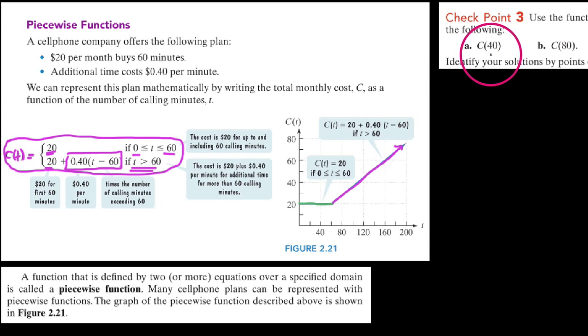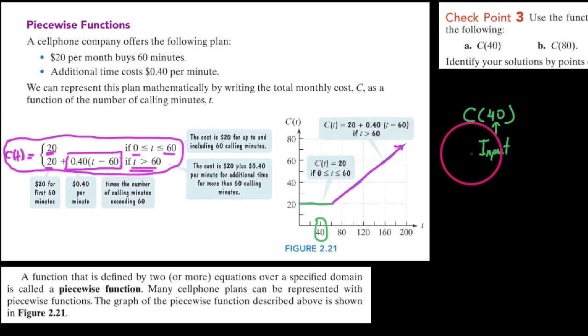So let's go find c of 40. First thing I want to recognize is that c of 40 is in this first interval of values here. What is c of 40? The first thing we're going to have to do is look at this input and ask in which interval of domain values it lies. Our rule is defined as being 20 if the time value is between 0 and 60, including 60. Since our 40 lies in this interval, we're just going to use this rule right here, which says your cost is just $20.